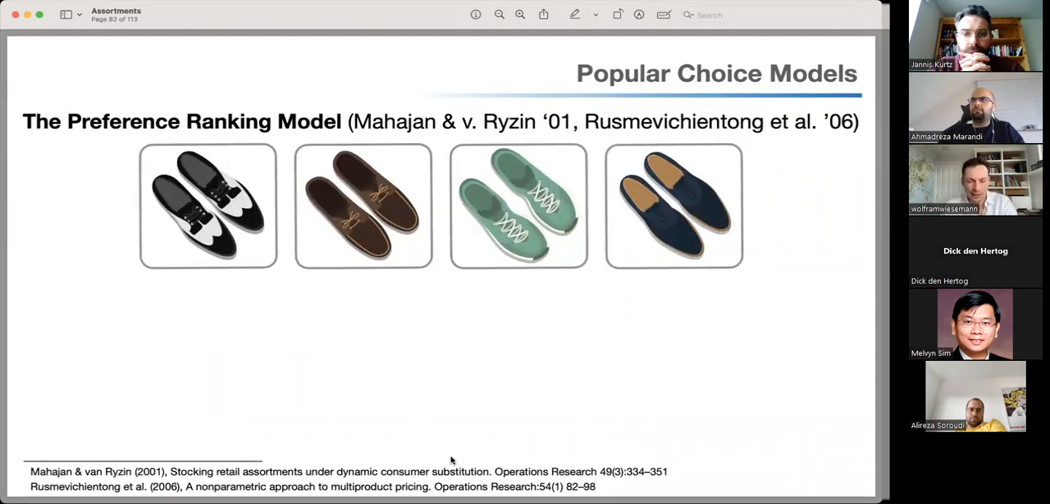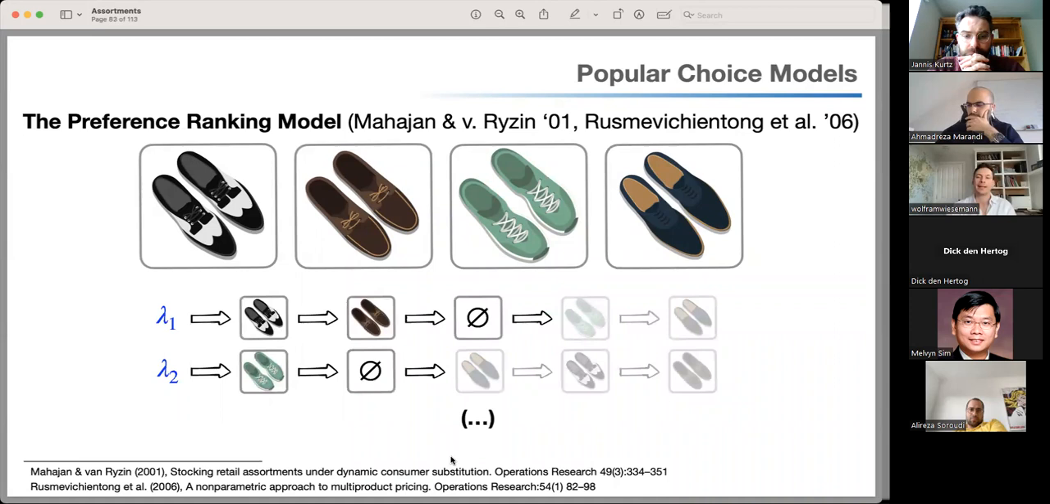All right, let's have a quick look at our third and last choice model, which is the preference ranking model. The idea here is that we cluster our set of customers into k different customer types, and each customer type has a preference ranking. So here's one preference ranking, here's another preference ranking. The probability that a customer has preference ranking k is given by lambda k.